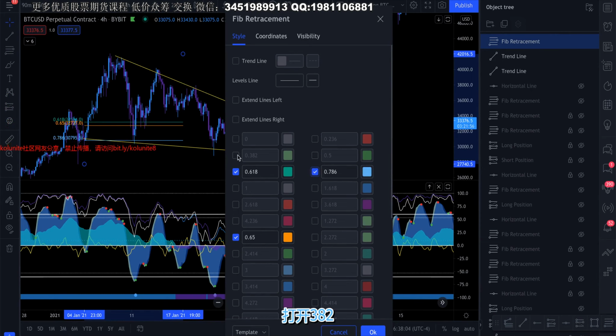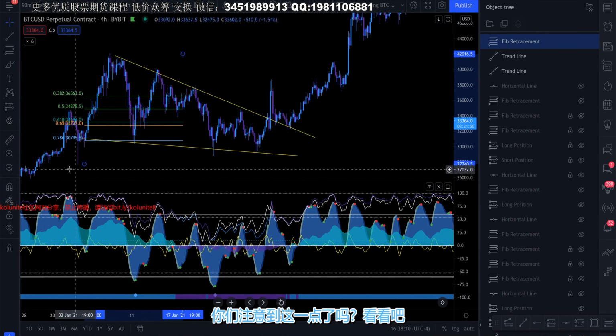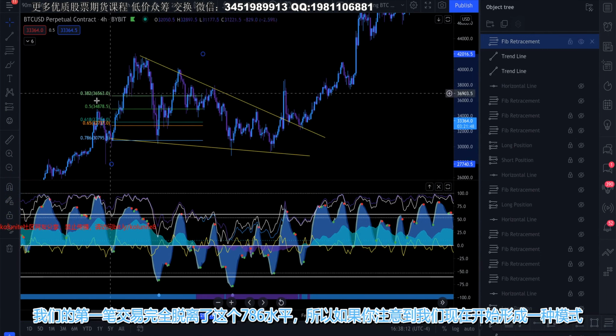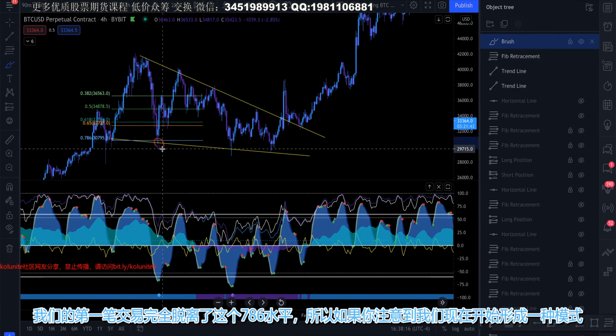Turn on the 382 and the 0.5. What do you guys notice about this? Well, check it out. We get our first trade perfectly off of this 786 level.